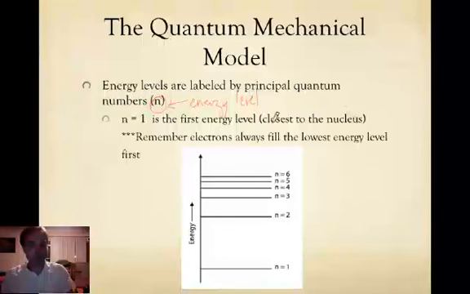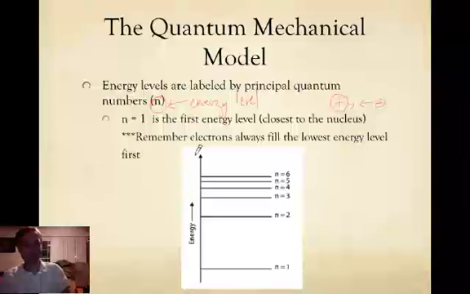Remember, electrons like to fill that level first because it's closest to the nucleus, and it turns out that since the nucleus is positive and electrons are negative, they are attracted to it. That's why they're starting there, okay? So electrons always fill that lowest energy level first.